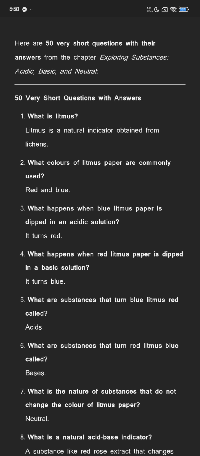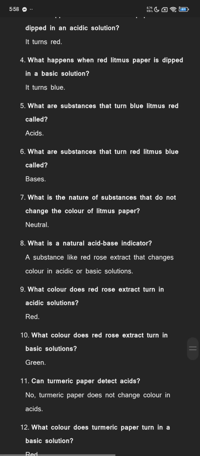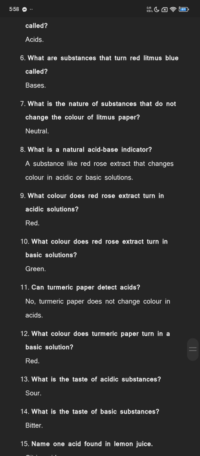It turns blue. What are substances that turn blue litmus red called? Acids. What are substances that turn red litmus blue called? Bases. What is the nature of substances that do not change the color of litmus paper? Neutral. What is a natural acid-like indicator?